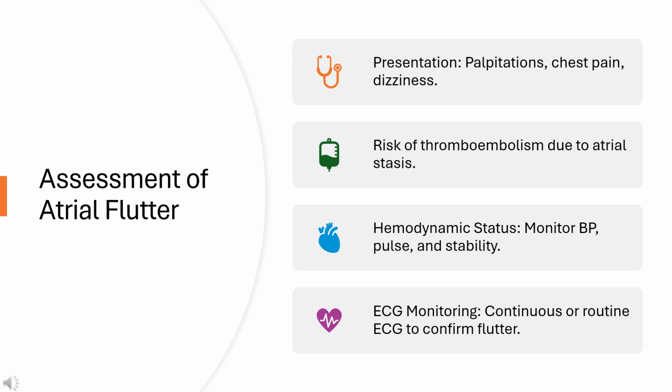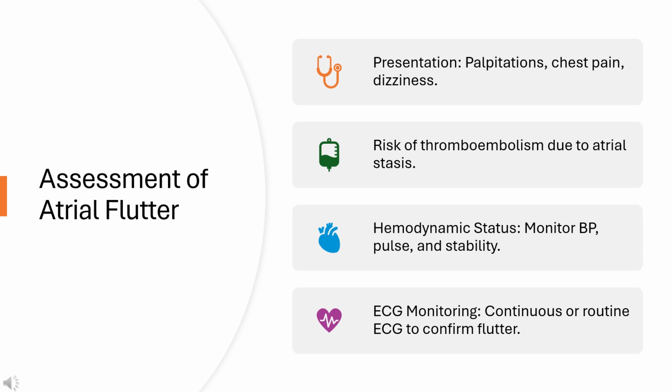Chest pain may be present if myocardial oxygen demand exceeds supply, particularly in patients with underlying coronary artery disease. Dizziness results from compromised cardiac output, leading to decreased cerebral perfusion. Atrial flutter increases the risk of thromboembolism. The rapid and ineffective contractions of the atria lead to stasis of blood, particularly in the left atrial appendage. This stasis can result in thrombus or a clot.